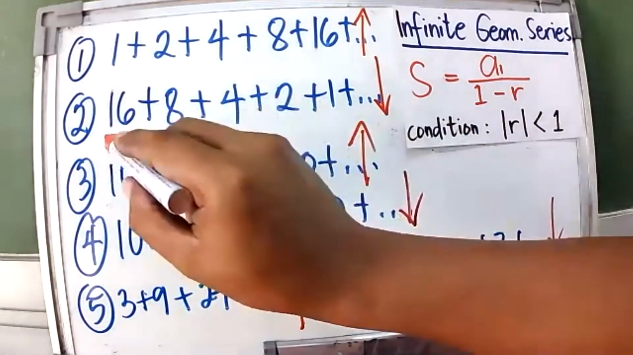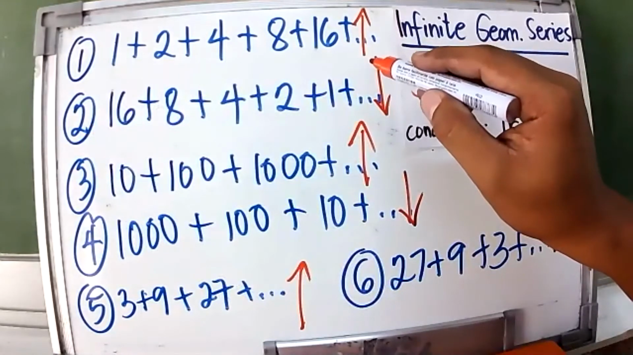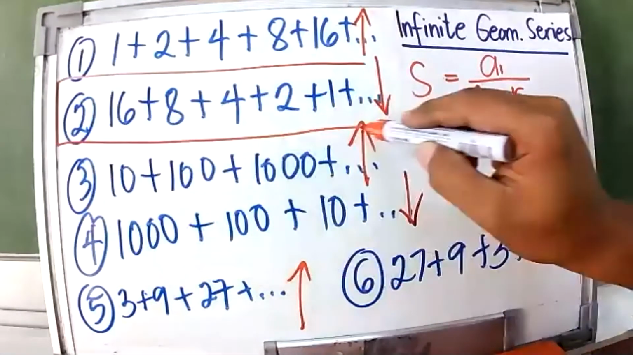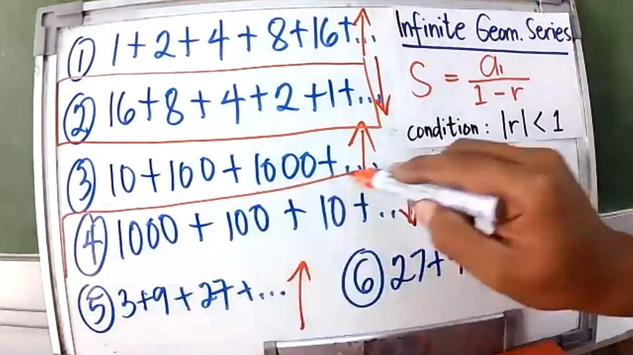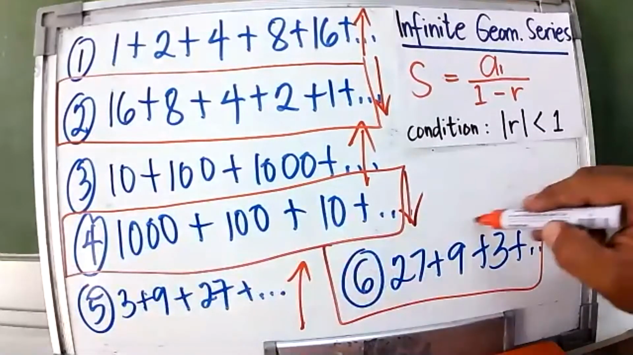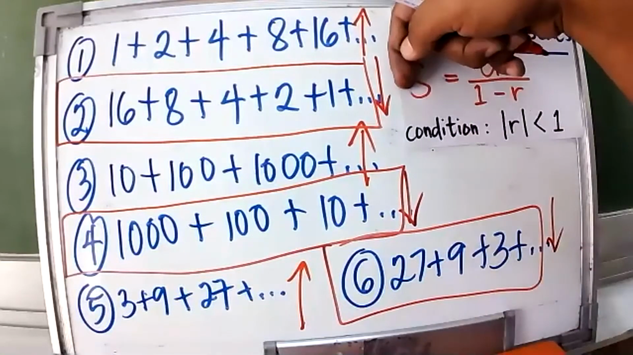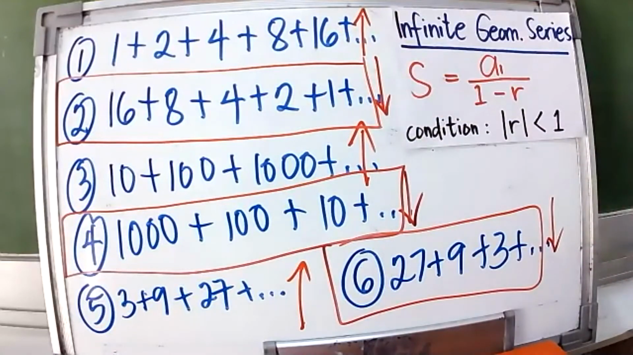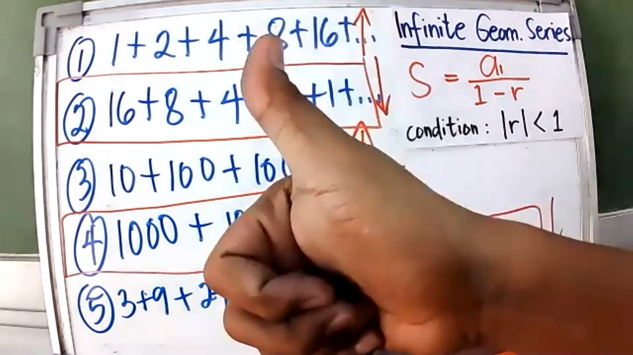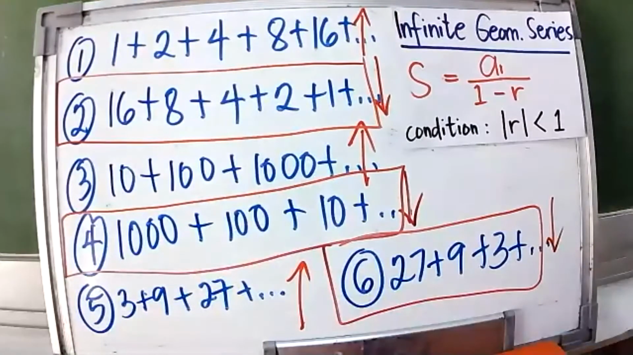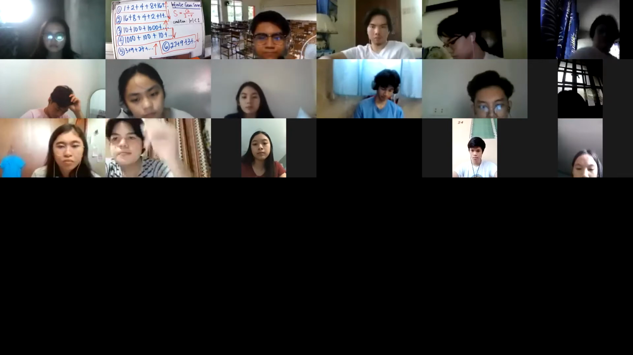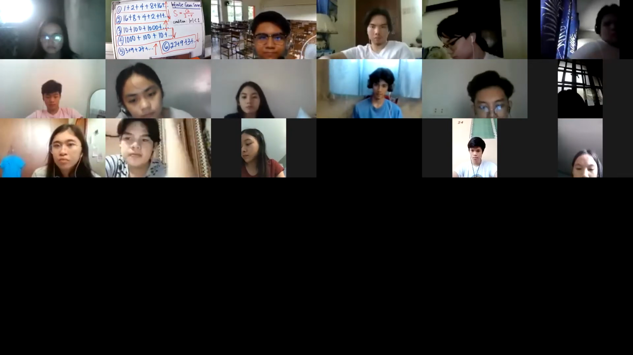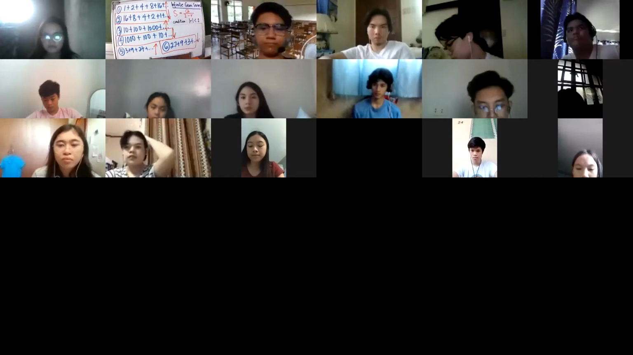Okay? This doesn't have, and this has a sum. Okay? So, which are the infinite geometric series that have sum? That's the number 2, that's the number 4, and that's the number 6. Remember, basta't pababa yung value mo, it has a sum. But if it increases, it doesn't have a sum because the number never ends. Got it? Thumbs up if you got that concept. Okay. Para kahit hindi nyo na tinitingnan yung condition na to, you will know the answer.